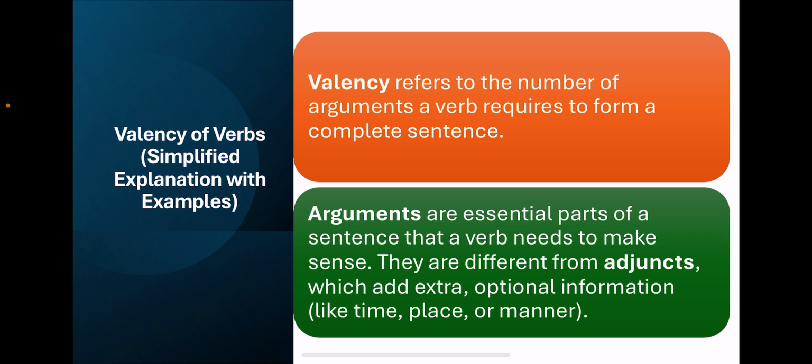Even if you remove adjuncts, which give information about time, place or manner, there will be no effect on a sentence. But you can't remove an argument, because arguments are mandatory in a sentence.